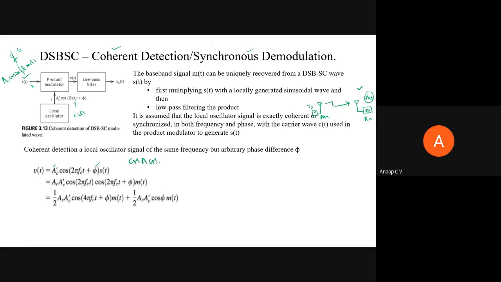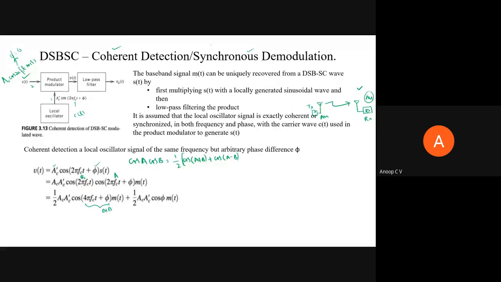Cos A cos B, we have seen it quite a few times, right? It is half of cos of A plus B plus cos of A minus B. Now we'll assume this to be A and this to be B. If you expand, what we'll get is half of AC dash cos 4 pi fct plus 5. So 2 pi fct and 2 pi fct, A plus B, will give you 4 pi fct plus 5. So this is A plus B.